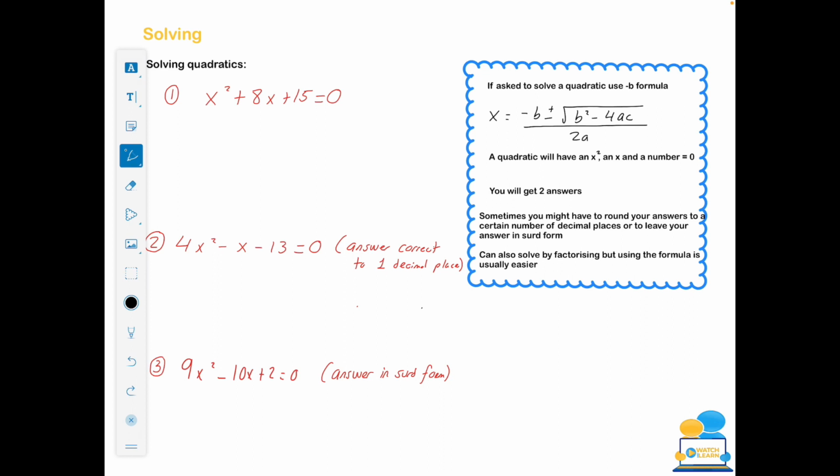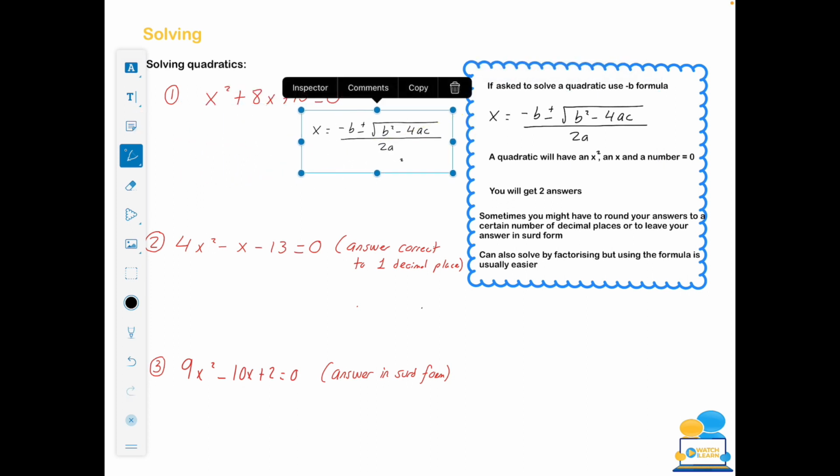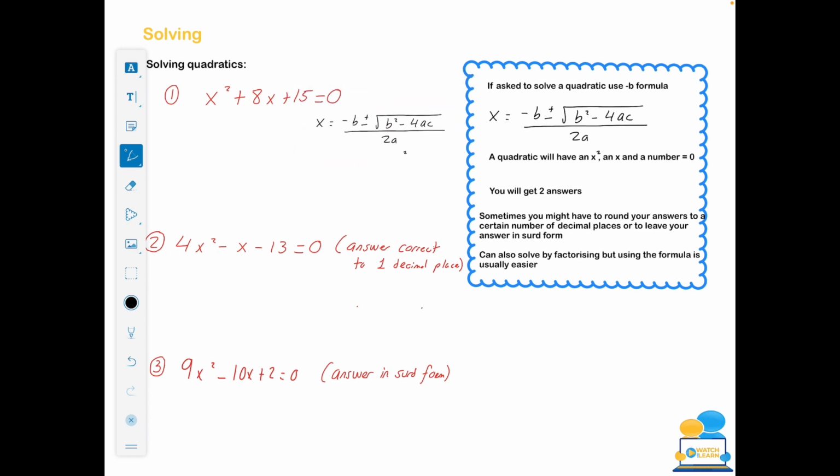We'll look at that in a minute, but I would say that the solving is easier with the minus b formula. So, say you're given this question 1, x squared plus 8x plus 15 is equal to 0. You see it's a quadratic. The first thing you write in is your minus b formula. Okay, so then you've shown the examiner you know what formula to use.